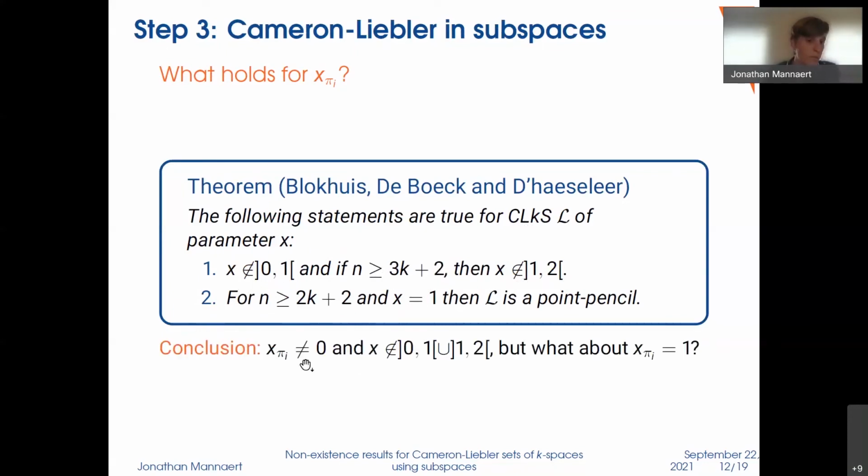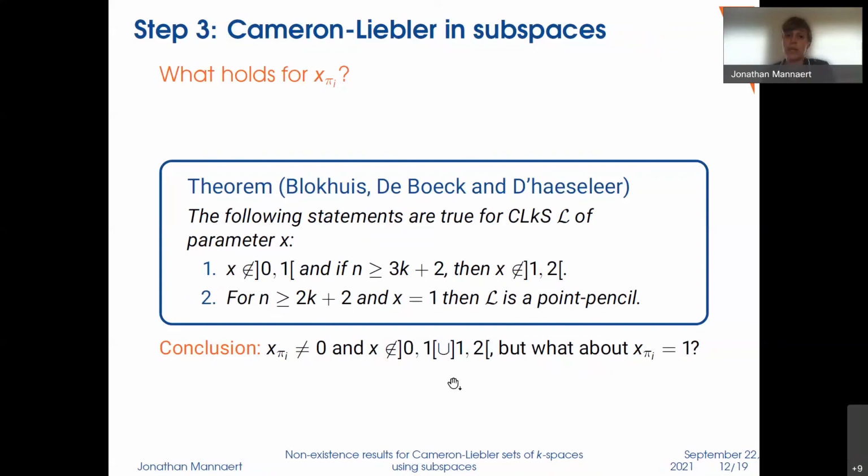But the important part here is that we know that for every subspace pi, we have automatically a subspace k inside pi inside L. So L_pi can never be empty, so x_pi can never be 0. x_pi can never be between 0 and 1 or between 1 and 2. But the only question we are asking is whether x_pi can be 1. In that case, we know that L_pi is a point pencil due to part 2, but that, of course, could happen.